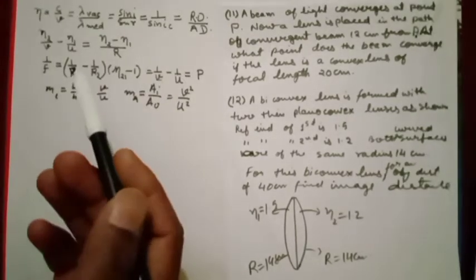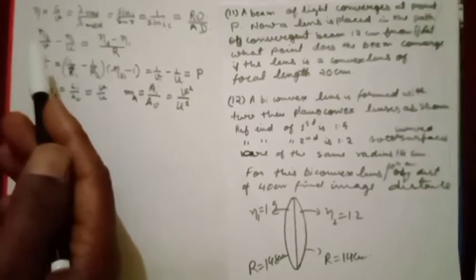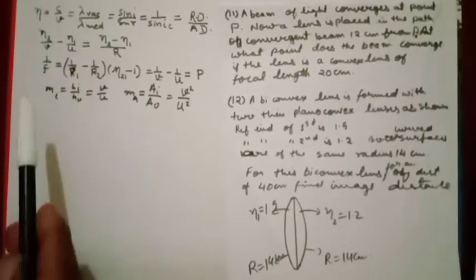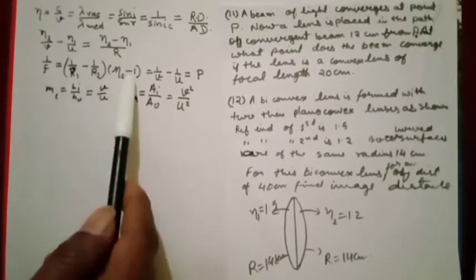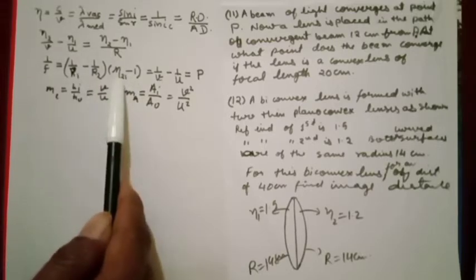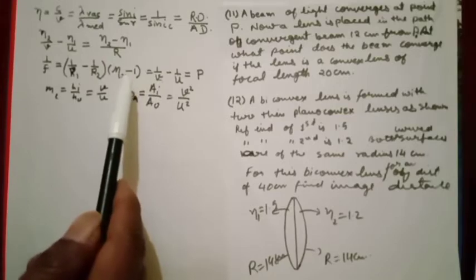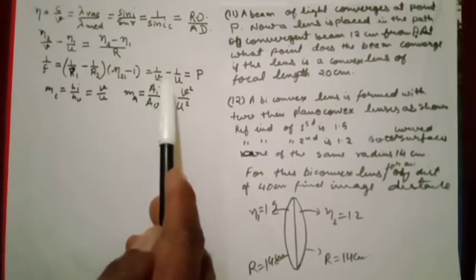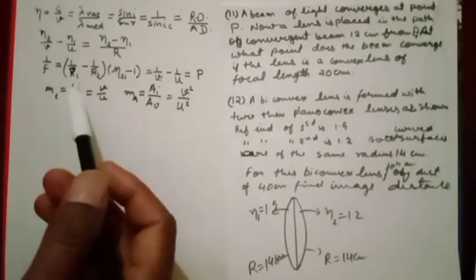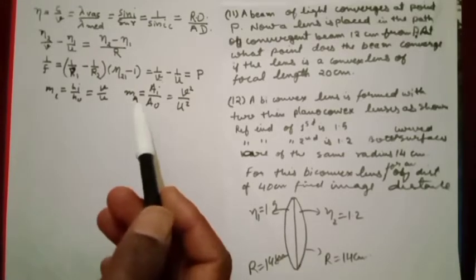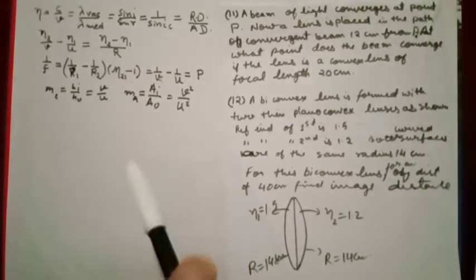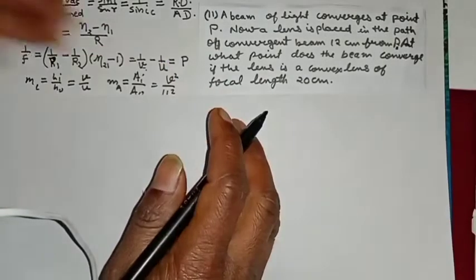Next is the formula for curved surface, denser to rarer to denser medium, and there is the lens maker formula also, and in the same formula I have included the lens equation, then linear magnification and areal magnification. All right, so let's take the first question.